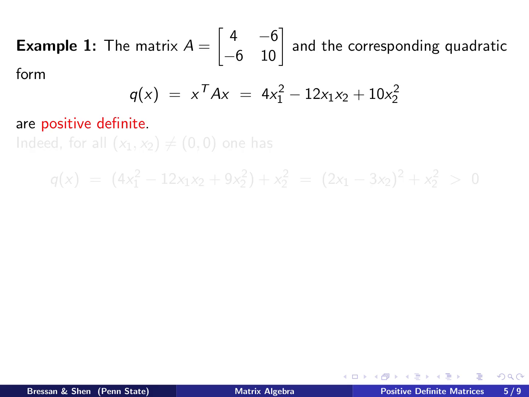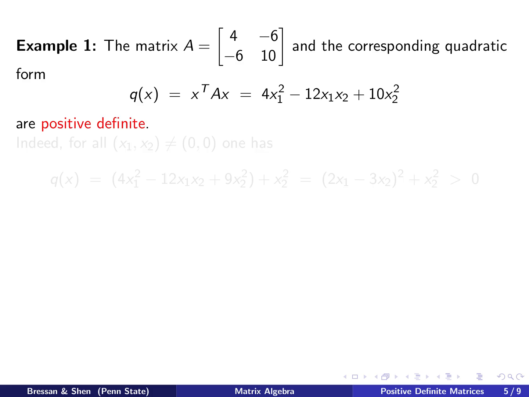Let's take an example. We have a matrix A, which is symmetric. Let's do a 2 by 2. Then we can write out the quadratic form, x transpose times A times x. If we put in the numbers, we can work out that this becomes 4x1 squared coming from there, and 10x2 squared coming from here. Then this one is the sum of these two, so I get negative 12.